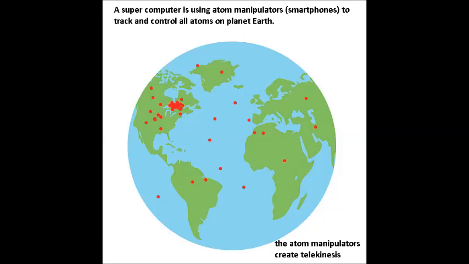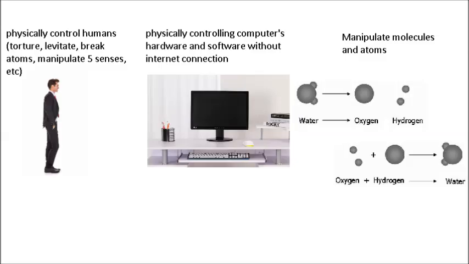These atom manipulators are scattered all over the globe and they work together to track every atom, electron, and EM radiation on planet Earth, and to have direct control over all atoms, electrons, and EM radiation on the planet. This means all objects, biological or mechanical, can be controlled by the supercomputer. It can physically control a human or a computer or a single molecule.